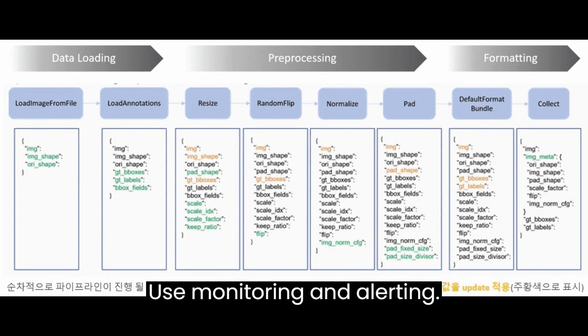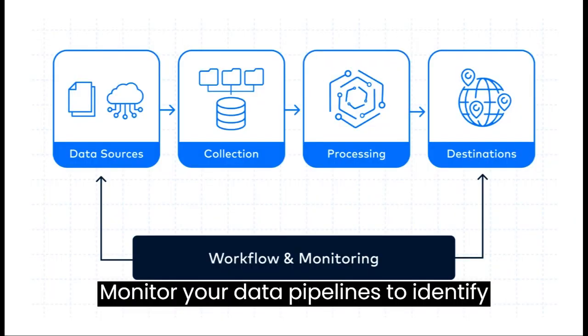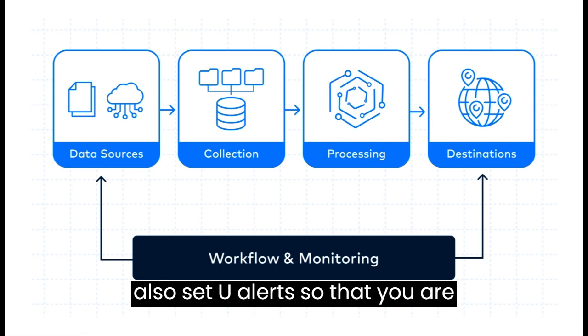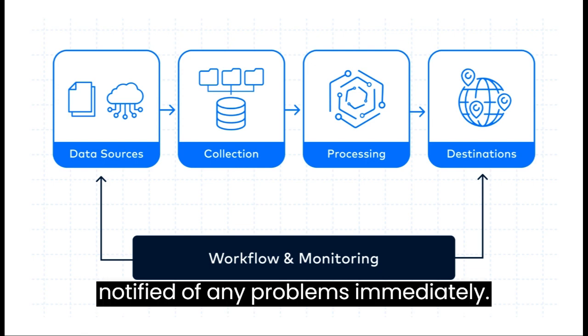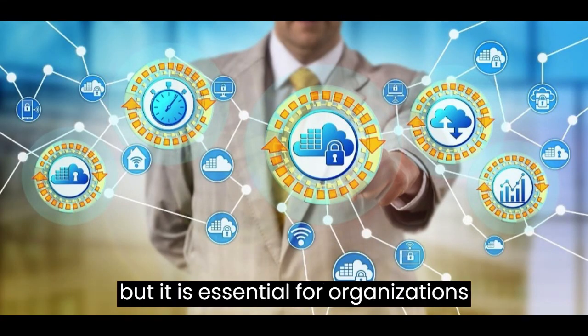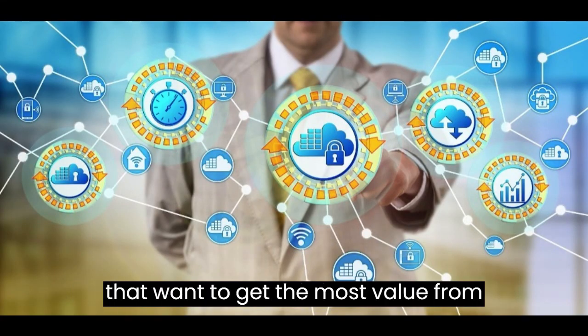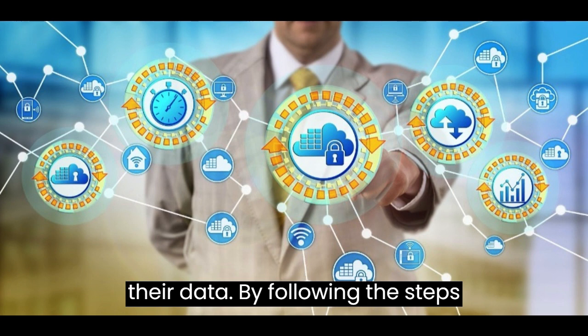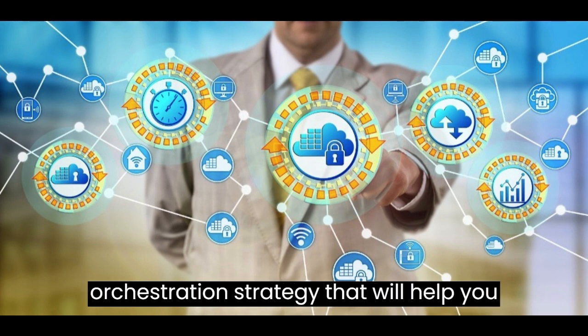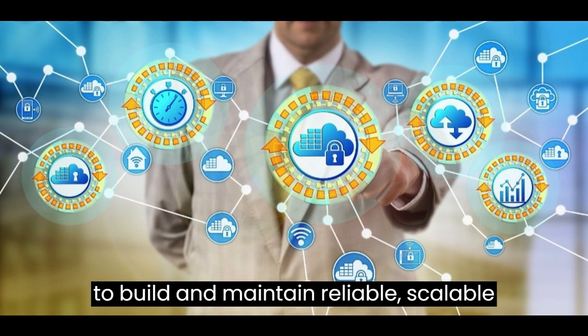Use monitoring and alerting. Monitor your data pipelines to identify and fix problems early on. You should also set up alerts so that you are notified of any problems immediately. Data orchestration can be a complex task, but it is essential for organizations that want to get the most value from their data. By following the steps above, you can implement a data orchestration strategy that will help you to build and maintain reliable, scalable, and efficient data pipelines.